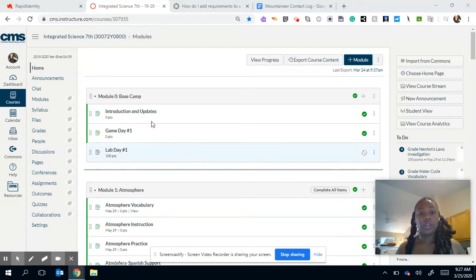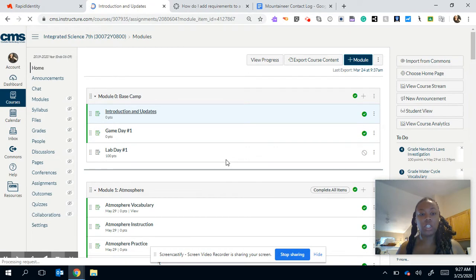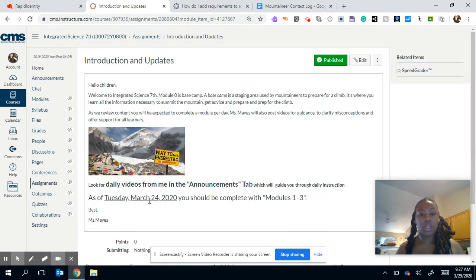Good morning, class. So we come to base camp and we look at our introduction and updates, and we can see that as of Tuesday, March 24, 2020, you should be complete with modules 1 and 3. So that is atmosphere, water cycle, and weather. So let's go ahead and see what we're going to be doing today.